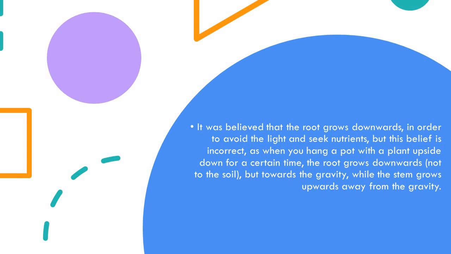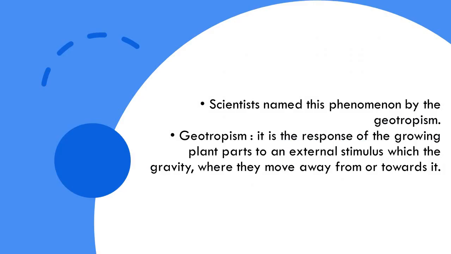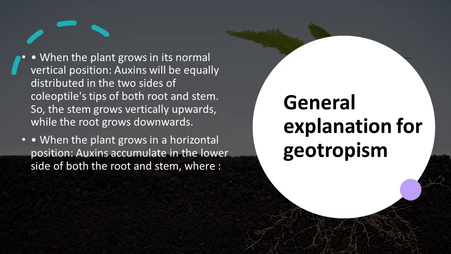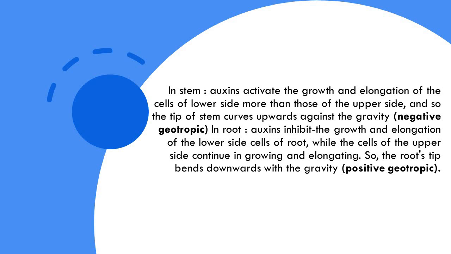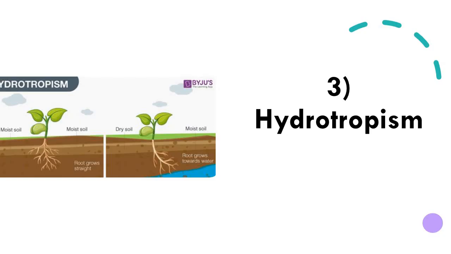Geotropism. It is the response of the plant's parts towards gravity. Here, the auxins are equally distributed on the two sides of the coleoptile. When the plant grows in a horizontal position, the auxins accumulate in the lower side of the root and stem. In geotropism, the stem is negative geotropic, as the auxins activate the growth and elongation of the cells of the lower side more than the upper side. But the root is positive geotropic, as the auxins inhibit the growth and elongation of the lower side of the root more than the upper side.